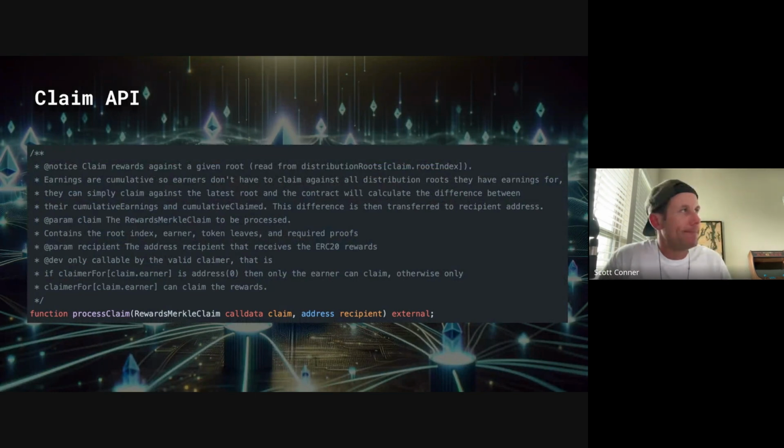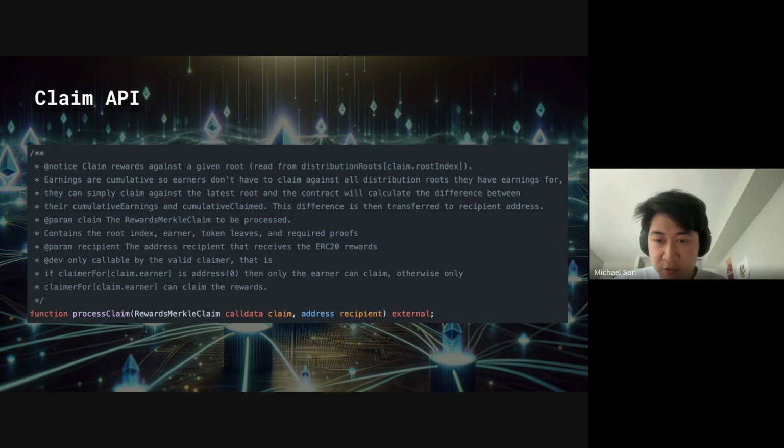Mike, you want to take this one? Yep. So this interface is related to receiving your rewards as an operator or a staker. In this scenario, we don't have any differentiation. We just call them earners. And so they will call this function called process claim.